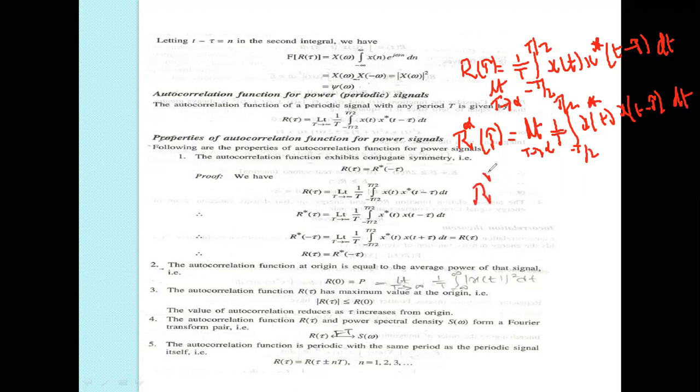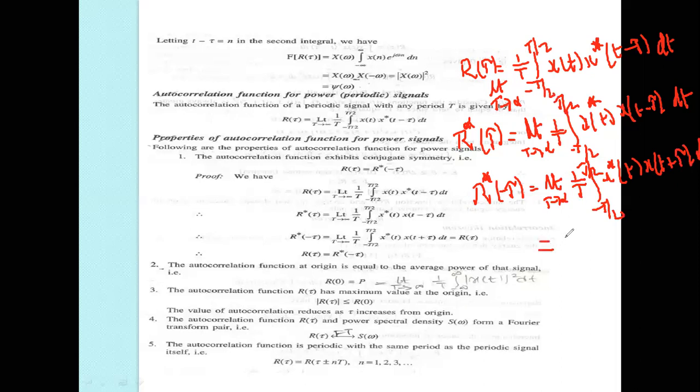And substitute tau as minus tau, limit t tends to infinity, 1 by t, integral from minus t by 2 to t by 2, x conjugate of t, and now it becomes shifted in the negative direction, t plus tau dt. Now it is also the R of tau only, the power signal. So R conjugate of minus tau is equal to R of tau.